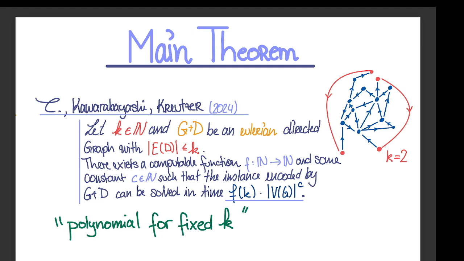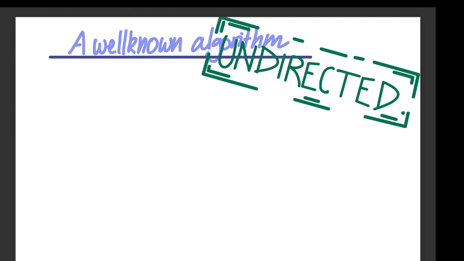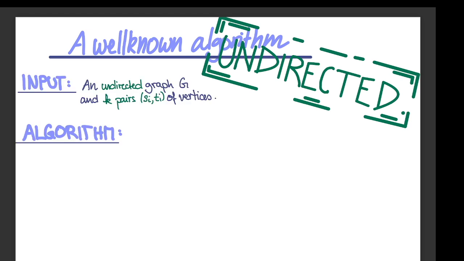Now, the algorithm behind this theorem is rather easy, and actually it is well known, because it is very similar to the undirected case. So let's recap the undirected algorithm given by Robertson and Seymour. And it goes a little bit like this. You're given an undirected graph G and k pairs of vertices, s_i t_i, that you want to connect.